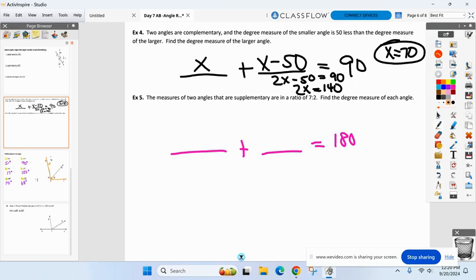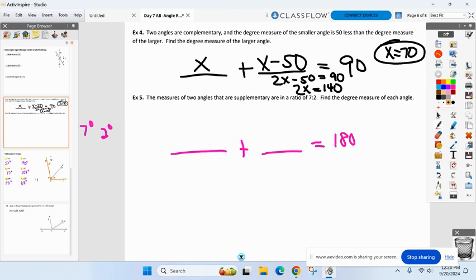But now this is a little different than the last one. You see how it says they're in a ratio of 7 to 2? Let me explain what that means before we finish the problem. If they're in a ratio of 7 to 2, one angle could be 7 degrees and the other 2. That's a ratio of 7 to 2, but does that make any sense? No, because you told me they had to add to 180. Okay, so let's keep going.